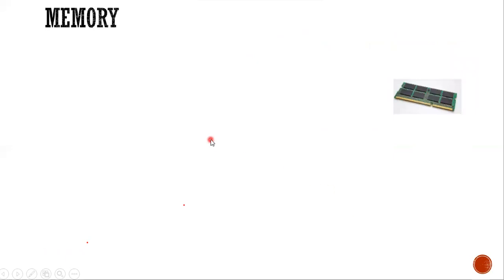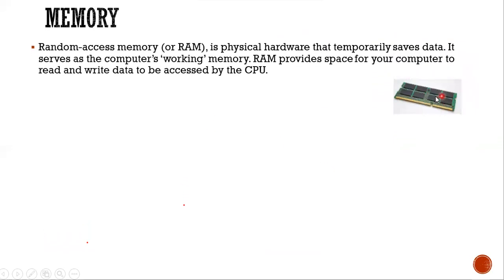Now we're looking at your memory. This is your RAM. RAM is a physical hardware that temporarily saves data. Remember, RAM is volatile, so whatever is stored in RAM can be lost. It serves as a computer's working memory. So data and instructions you're working with currently will be stored in RAM. RAM provides space for your computer to read and write data to be accessed by the CPU.